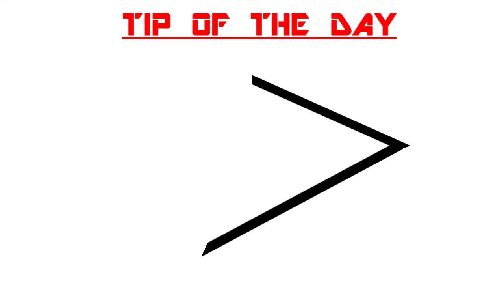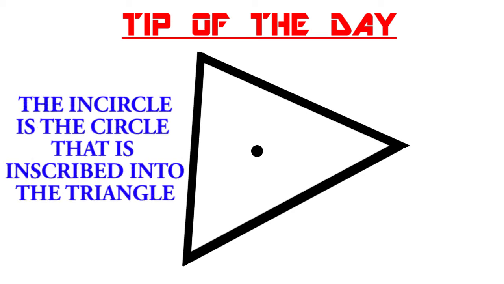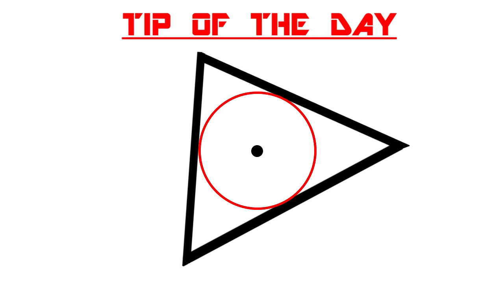Now for the tip of the day. The incenter can be used to draw the incircle of a triangle. The incircle is the circle that is inscribed into the triangle, where the circle touches the sides of the triangle. The radius of this circle is the perpendicular distance from the incenter to any one of the sides.